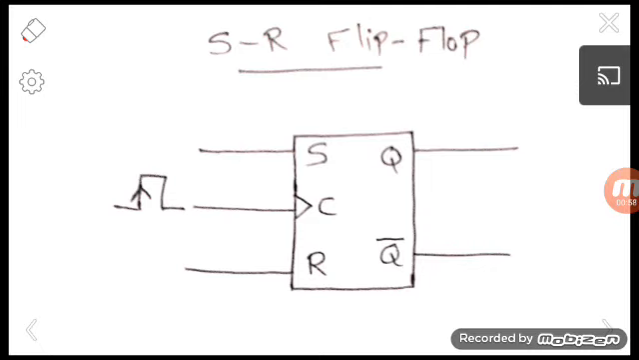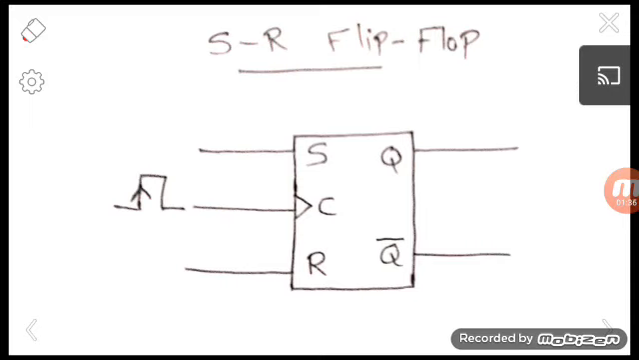By viewing this clock pulse, we can say it is a positive edge triggered clock, because the state transition occurs at 0 to 1. The positive edge triggered clock is represented by an arrow. If it were a negative edge triggered flip-flop, the arrowhead would be at the edge of 1 to 0, and there would also be a bubble in front of this arrowhead. So this is an SR flip-flop, and two outputs will be there, Q and Q bar.